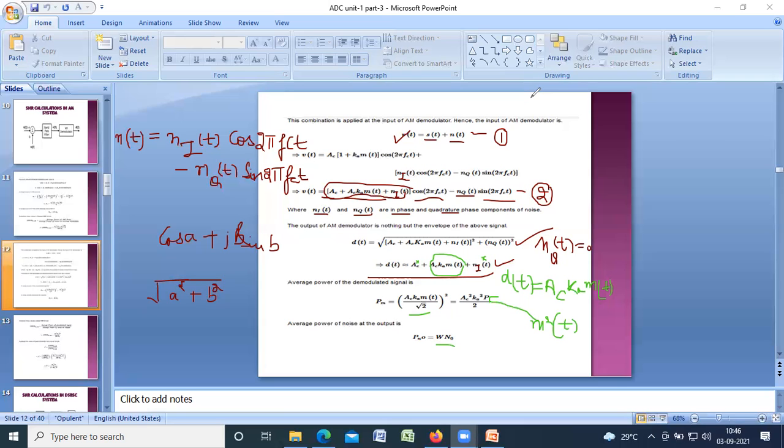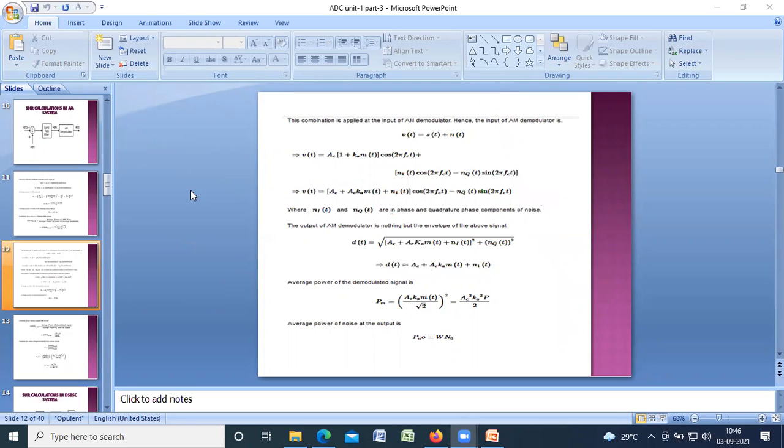मैम W और N नॉट क्या था? W is your message bandwidth and N0 is the output noise signal. Okay, done, ma'am. Yes, ma'am. Now any question? No, ma'am. Okay.